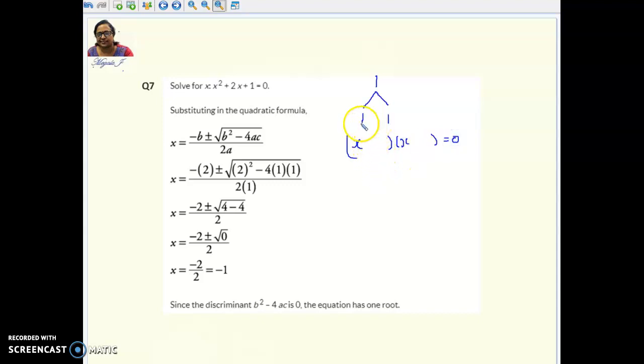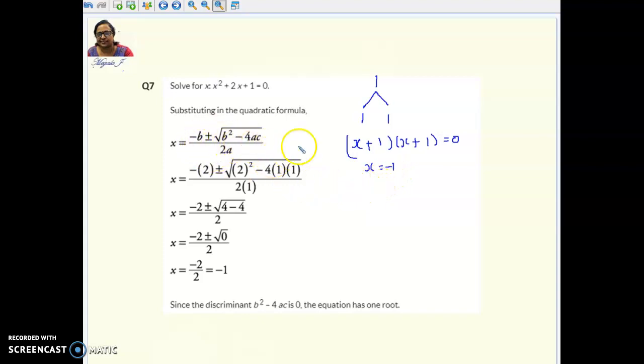And now here 1 and 1. Then you can see that the sum of both are positive here, so you don't have to put negative here. Therefore x is equal to minus 1. Here also you get the same thing. Therefore there is only one answer, which is x equal to minus 1.